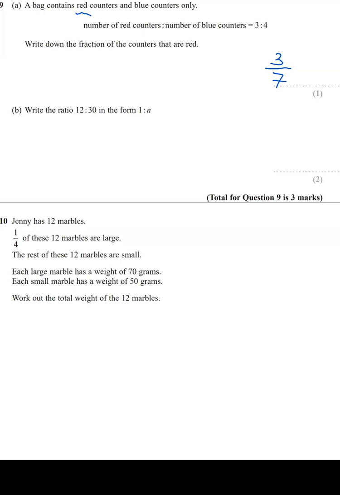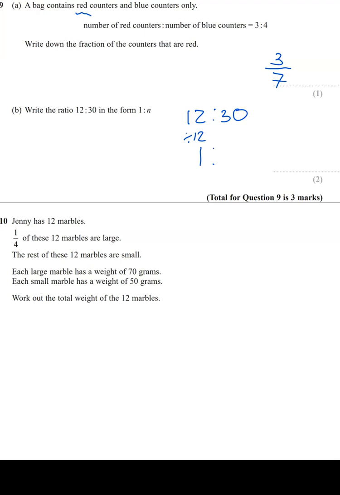Now, write the ratio 12 to 30 in the form of 1 to n. So, to get it into the form of 1 to n, what I would do, we need to divide both sides by the same thing. So if we want 1 here, we're going to have to divide by 12.